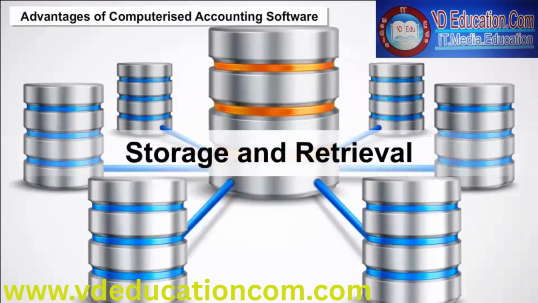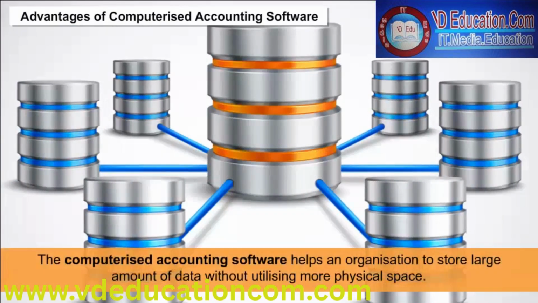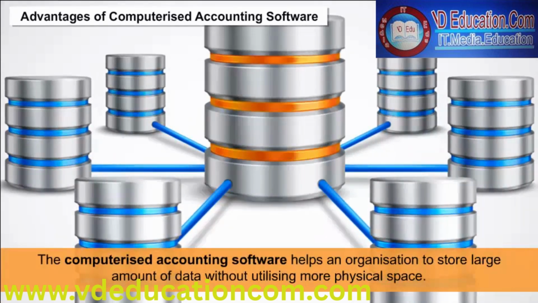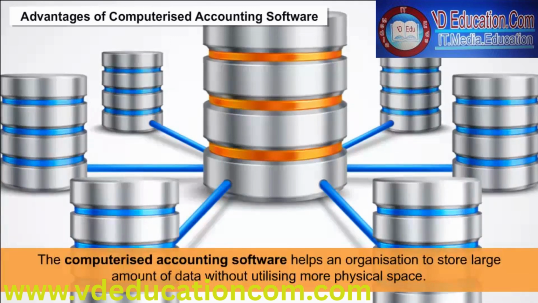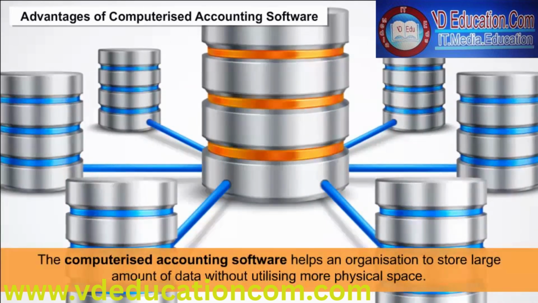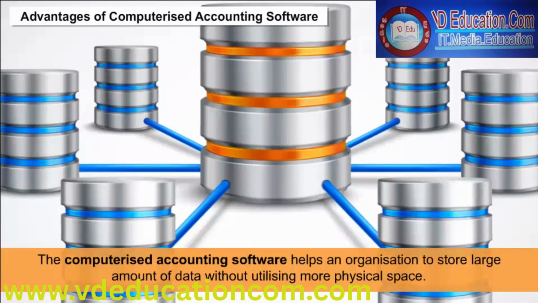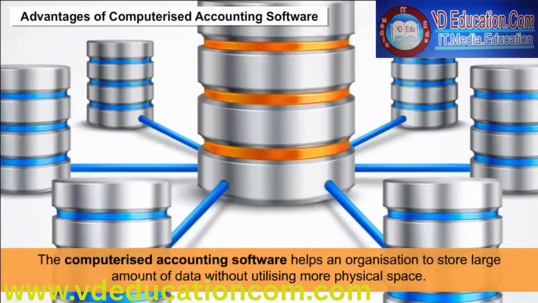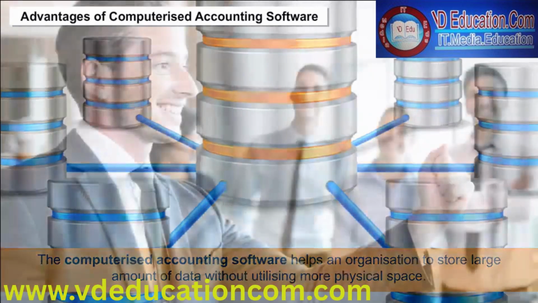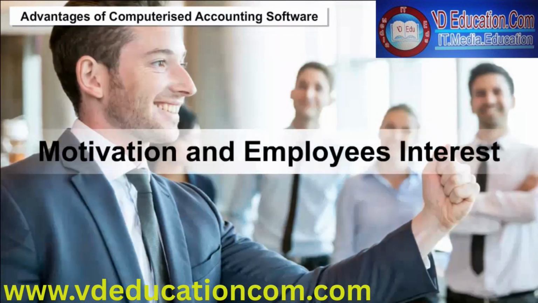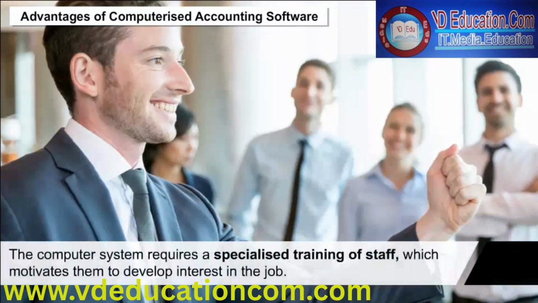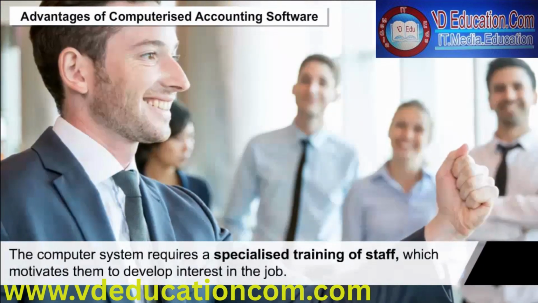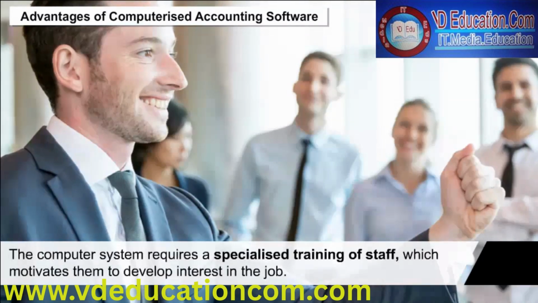Storage and retrieval. The computerized accounting software helps an organization to store large amount of data without utilizing more physical space, and data can be easily retrieved as and when required by the user. Motivation and employees' interest. The computer system requires a specialized training of staff, which motivates them to develop interest in the job.